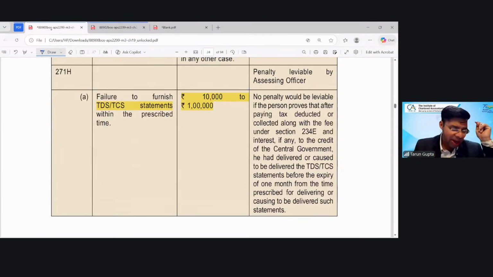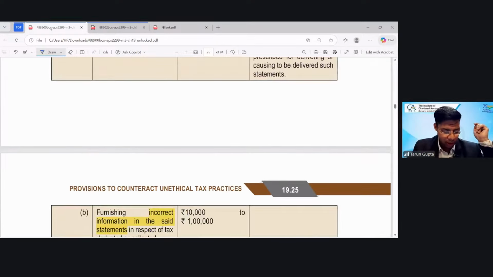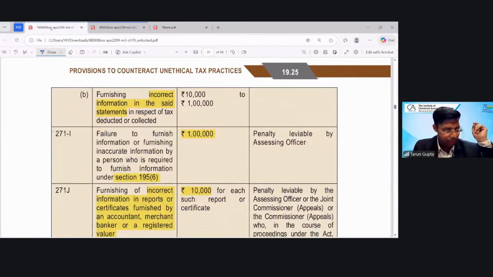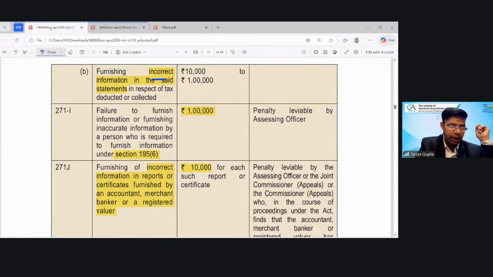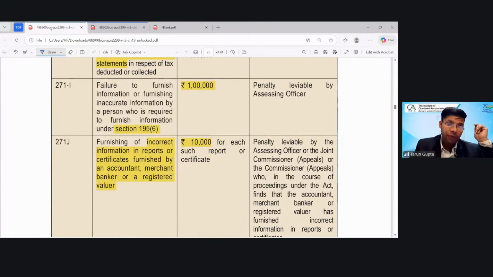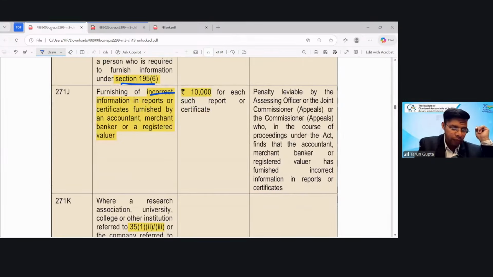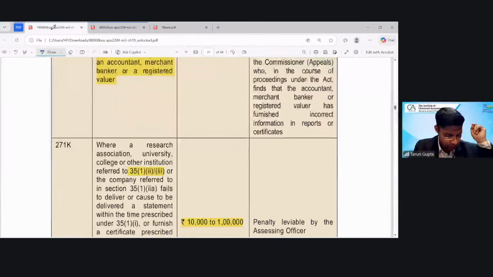Okay, 271H, failure to furnish the TDS/TCS statement, that is the TDS return: 10,000 to 1 lakh. Any inaccuracy: 10,000 to 1 lakh. Failure to furnish Form 15CA/15CB: rupees 1 lakh. Inaccurate information: rupees 10,000 for each such information.